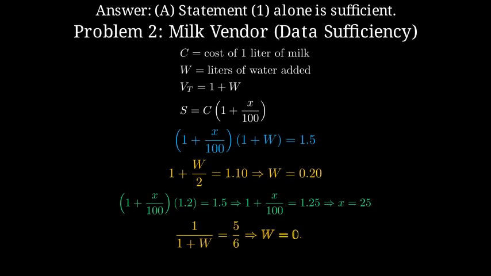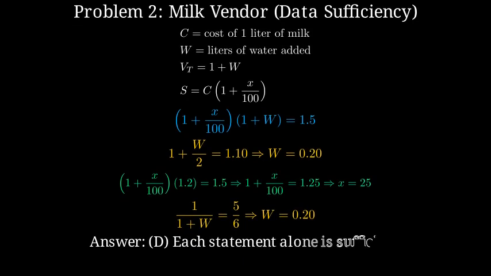Statement 2 says the concentration of milk is 5/6. That means 1 over 1 plus W equals 5/6, so W equals 0.2 again. This also lets us solve for X, giving X equals 25. So each statement alone is sufficient. The correct choice is D.